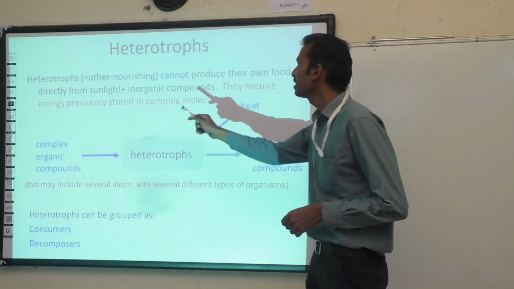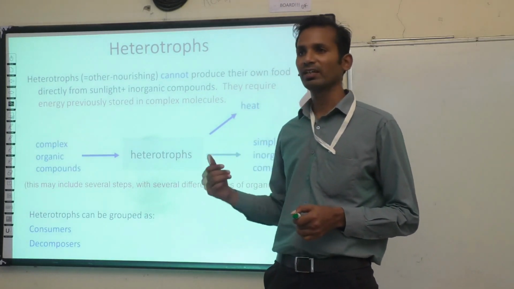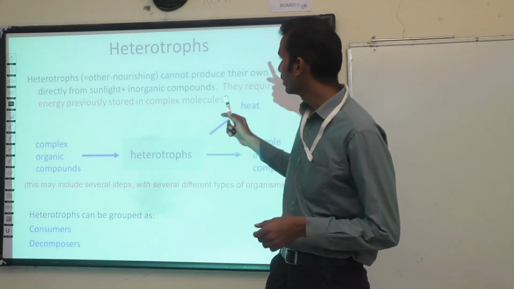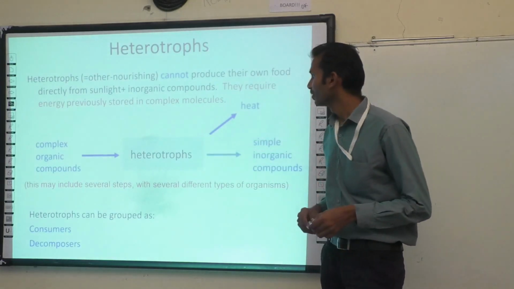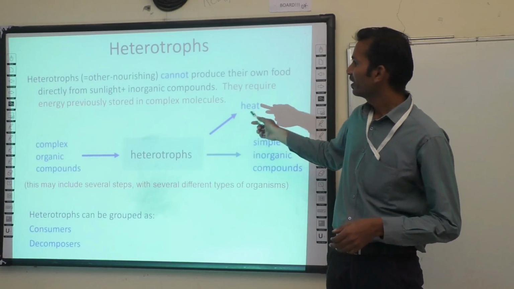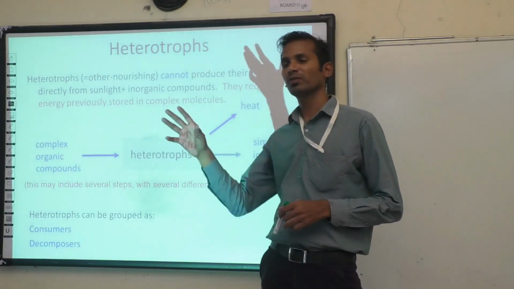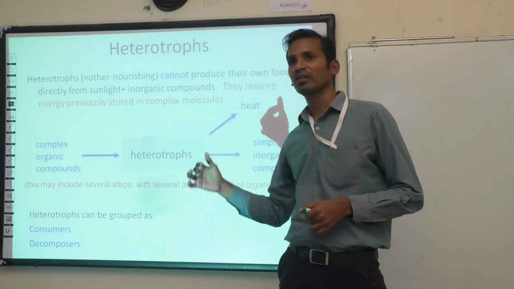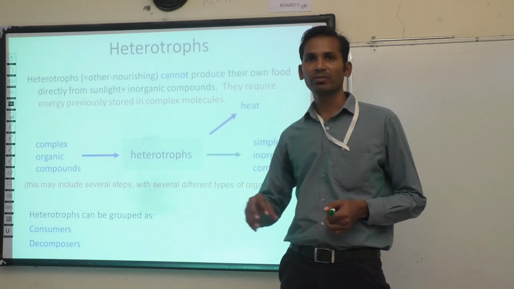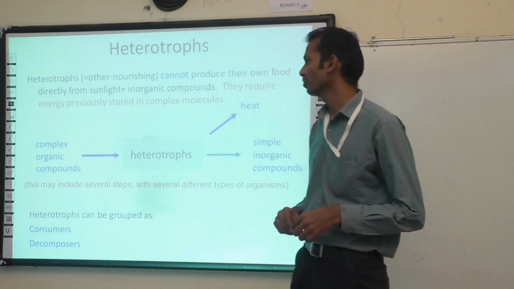Hetero means other. So it cannot produce its own food like autotrophs. These heterotrophs are dependent on other organisms for their food. They require energy previously stored in a complex molecule. The autotrophs store this energy in a complex molecule, and the heterotrophs come and take the food from the autotrophs.